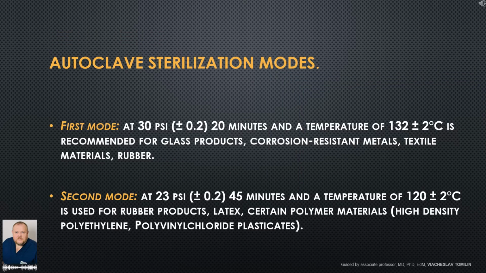Autoclave sterilization modes. First mode. At 30 pounds per square inch, plus or minus 0.2, 20 minutes and a temperature of 132 plus or minus 2 degrees Celsius is recommended for glass products, corrosion-resistant metals, textile materials, rubber. Second mode. At 23 pounds per square inch, plus or minus 0.2, 45 minutes and a temperature of 120 plus or minus 2 degrees Celsius is used for rubber products, latex, certain polymer materials, high-density polyethylene, polyvinyl chloride plastics.